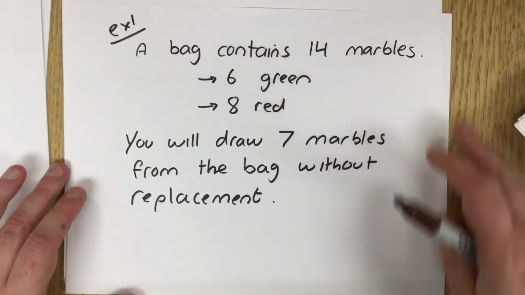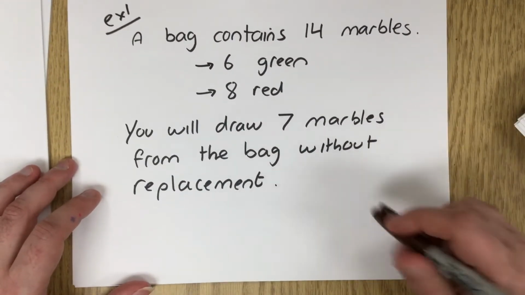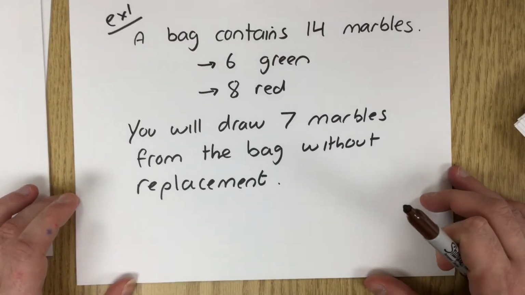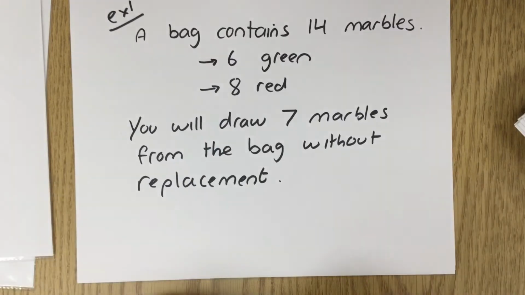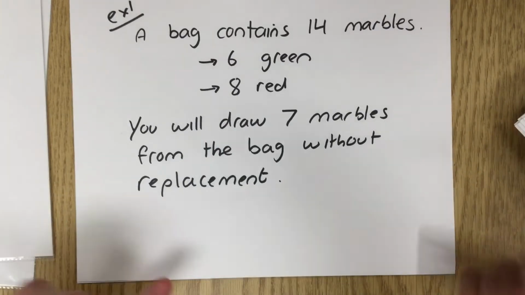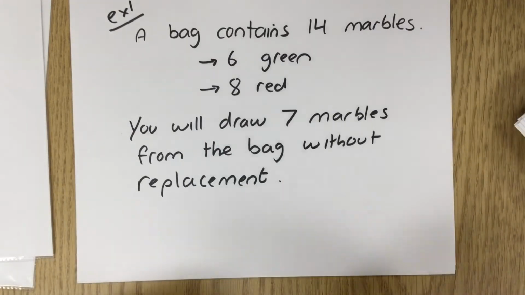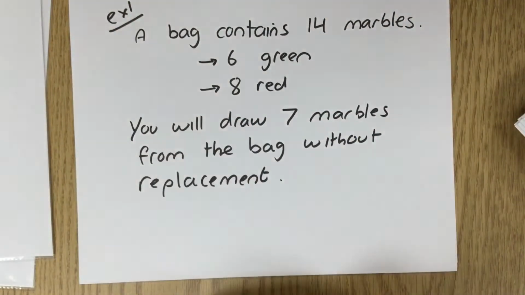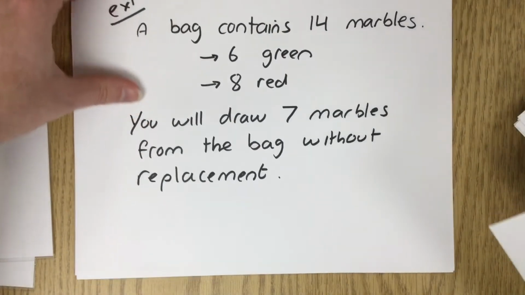Let's have an example of a hypergeometric distribution. A bag contains 14 marbles, 6 are green, 8 are red. You will draw 7 marbles from the bag without replacement. So it's multiple trials, we're pulling 7 things out. We have a pool of outcomes, 6 greens and 8 reds in a bag. We'll see what the question is, but there's a good chance we're going to be able to describe this as a success or failure.